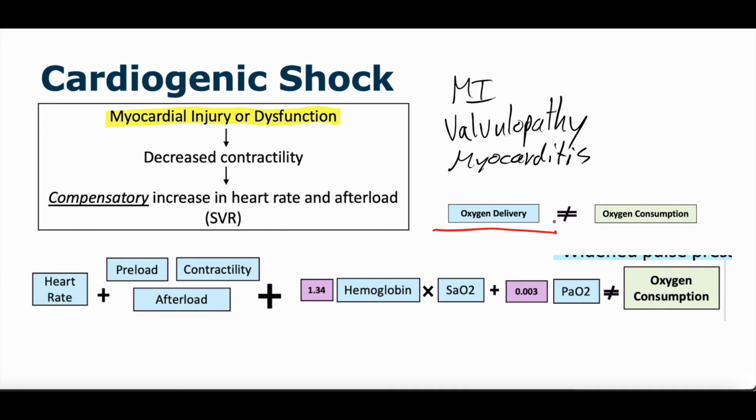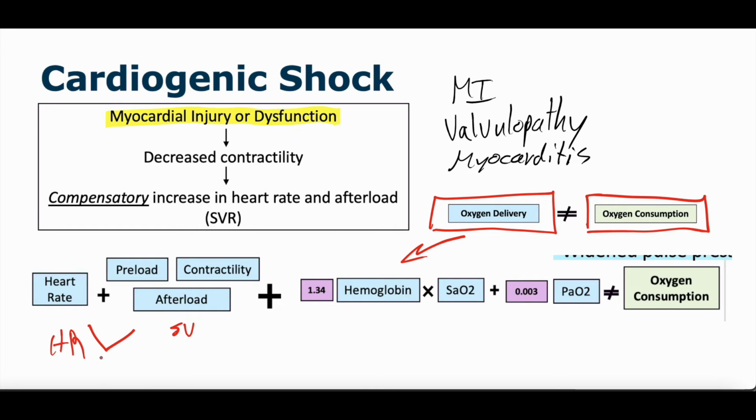Because in shock, oxygen delivery is not enough to keep up with oxygen consumption. And then we know oxygen delivery is proportional to these things. Heart rate and stroke volume together, so heart rate and stroke volume are cardiac output. And then this together, hemoglobin, oxygen saturation, and dissolved oxygen, is going to be the arterial oxygen content.